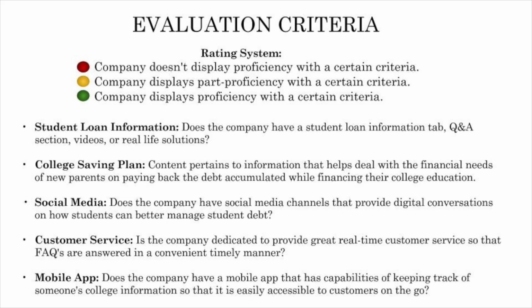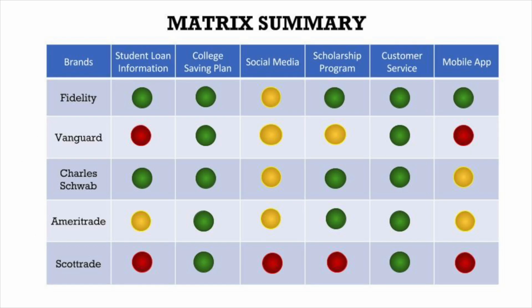We then evaluated each of the 5 companies, including Fidelity, on a number of things. This includes student loan information, college saving plan, social media, customer service, as well as a mobile app. We then graded those on 3 different colors, green being great, yellow being good but could use work, and red being very bad. As you can see, we then evaluated all the companies and graded them on each of the aspects that I just talked about.